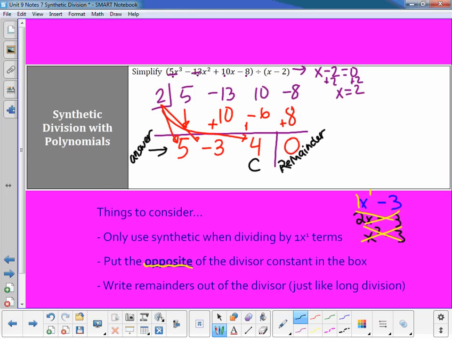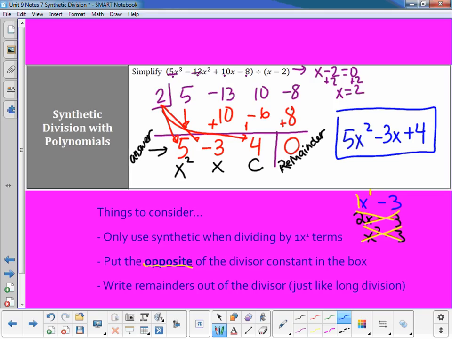The 4 is going to be the constant. The negative 3 is going to be your x term. The 5 is going to be your x squared term. If there were more, I would just keep going: x to the third, x to the fourth, x to the fifth, and so on. So when I write that out as a quotient, it looks like 5x squared minus 3x plus 4. And I have no remainder, so I don't have to worry about that. And that's my quotient. So let's take a look at the next one.